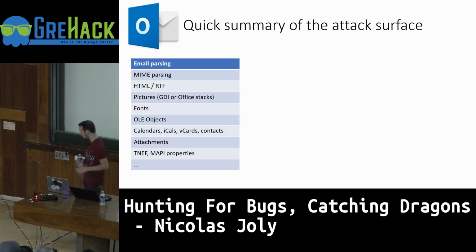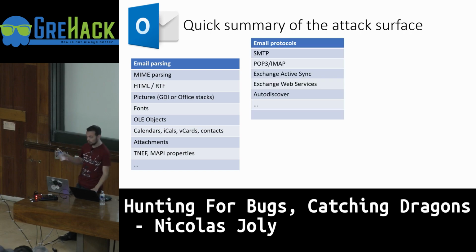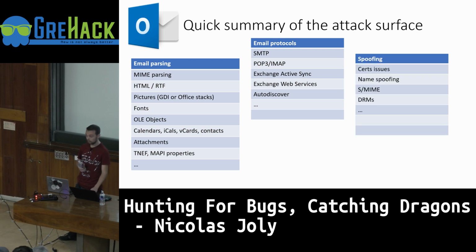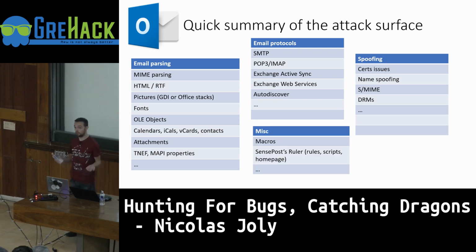So Outlook is like a warehouse, to be honest. It's huge. So, a very quick summary of the attack surface. You've got everything that is related to an email, everything you can find in an email. That can be attachments, calendars, objects, pictures, fonts, you name it. You've also got all the other things related to protocols, which can be SMTP, POP3, or some Exchange protocols like AutoDiscover, for example. You've got all the spoofing issues, which can be certs, DRMs, etc. And you've also got all the remaining macros, because Outlook is part of Office, so you've got macros.